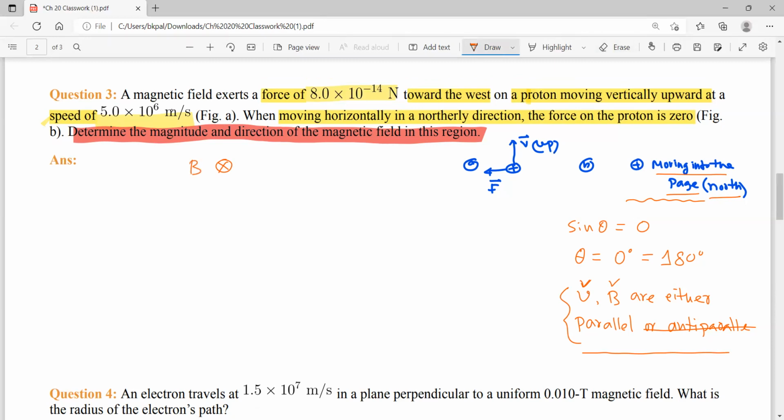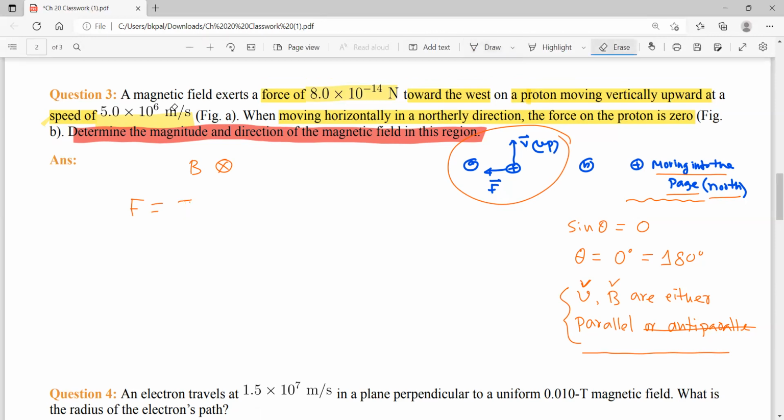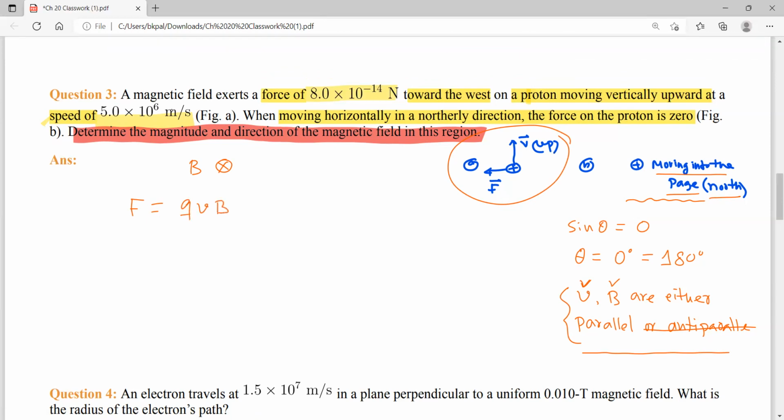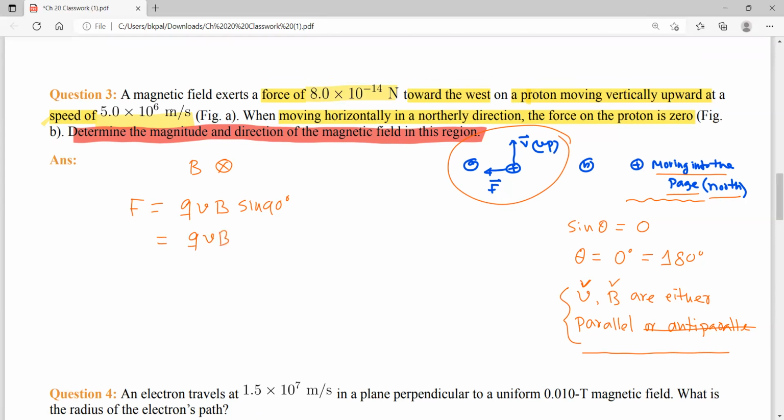Okay, now let's try to calculate the magnitude of the magnetic field from this part. So F equals, not I, so this is qVB, and if it is into the page, then the angle between V and B will be sine 90 degrees, so that is equal to 1. So qVB. Then we can determine the magnetic field by solving this equation.